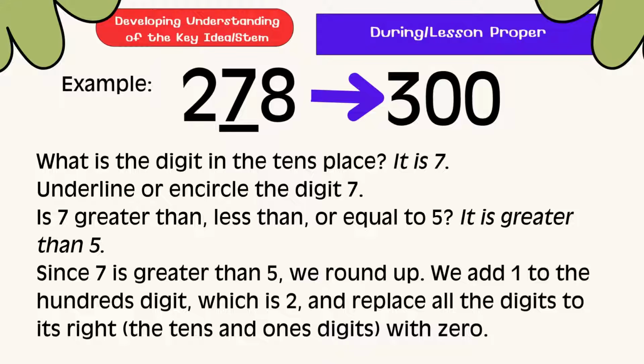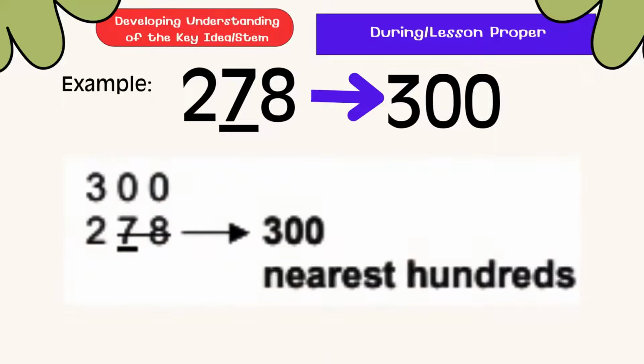We add 1 to the hundreds digit, which is 2, and replace all the digits to its right, the tens and the ones digit, with 0. So the answer is: 278 rounded to its nearest hundred will become 300.